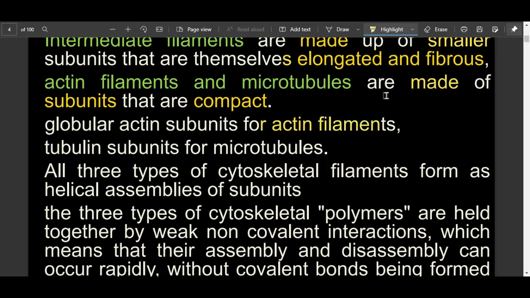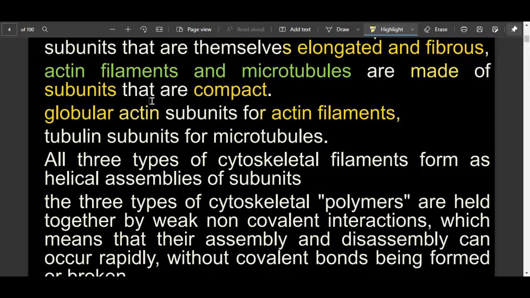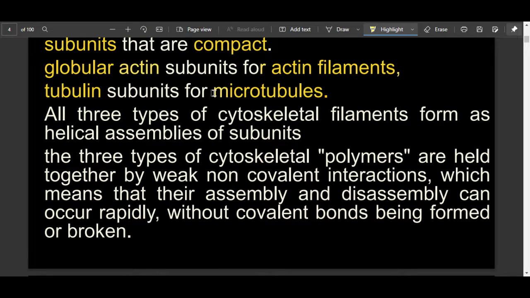What is the actin filament subunit? The actin filament subunit is globular actin. The microtubule subunit is a tubular subunit. So globular actin subunit for actin filaments, tubular subunit for microtubules. All three types of cytoskeletal filament form as helical assemblies of subunits.